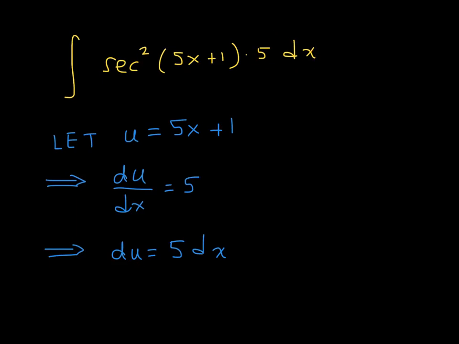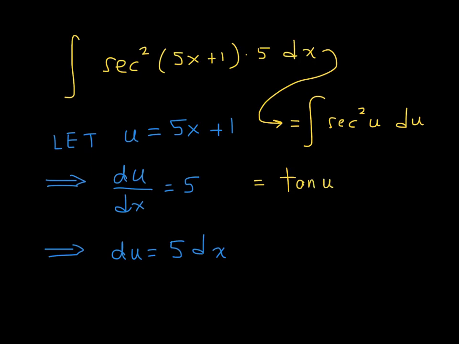And so I can replace all of that with du. All right, so what do we have, folks? We have this here is equal to the integral of secant squared of u du. Remember that it is the tangent function whose derivative is secant squared. So then this is just tangent of u plus c. That is to say, tangent of 5x plus 1 plus c. Isn't that great, folks?